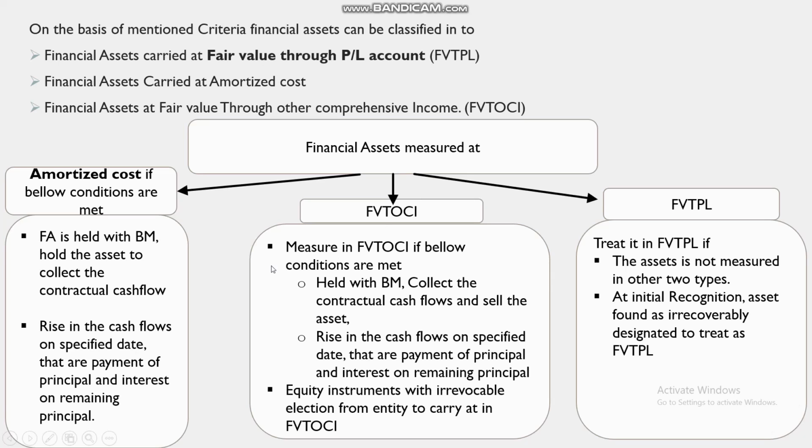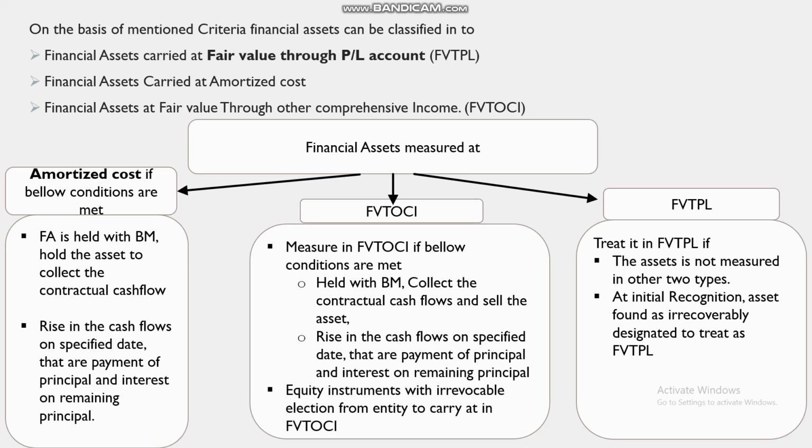Here are the conditions. The financial asset is held within a business model whose objective is to hold the asset to collect the contractual cash flows. It's nothing but you are not going to sell the asset, you are holding the asset, and you are going to wait for the returns. Second, the contractual terms give rise to cash flows on specified dates that are payments of the principal and interest on the remaining principal. It's nothing but partially selling. You're going to sell it partially, and for the remaining amount, you are going to receive the return.